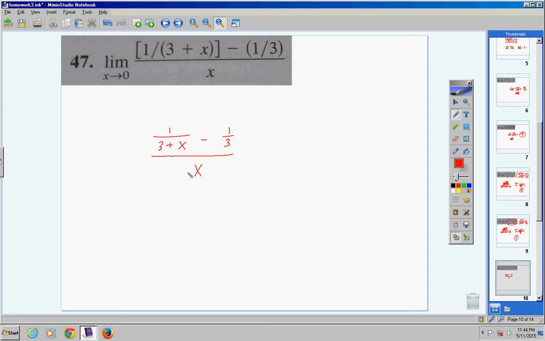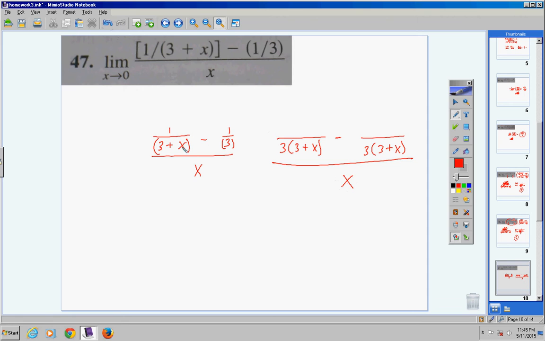Now, I would like to suggest that we combine these two fractions. Now, in order to do that, we must have a common denominator. So I have a 3 plus x here as a 2-termer and a 1-termer here. The common denominator for those two fractions would be 3 plus x, then a minus sign, and then 3 plus x. That would be all over, of course, this right here, which is still x.